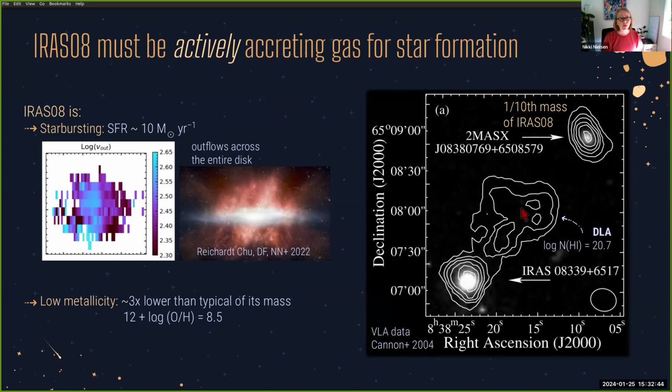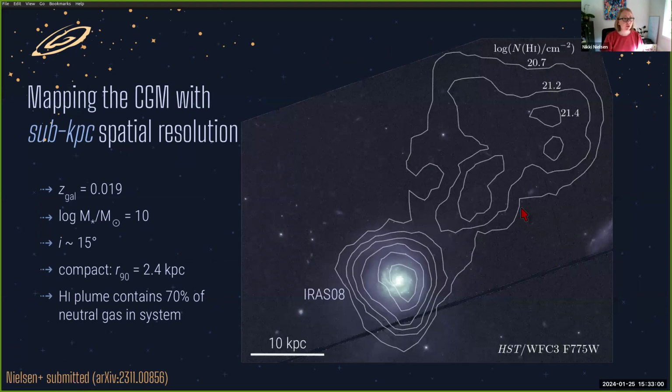And so we wanted to look at the ionized gas around this galaxy to see if it is consistent with maybe gas that's accreting onto IRS-08 and associated with that neutral hydrogen that we see in the VLA data. So here is IRS-08. This is just an HST image that we obtained for this program. And this is, again, the H1 VLA data, the contours here.